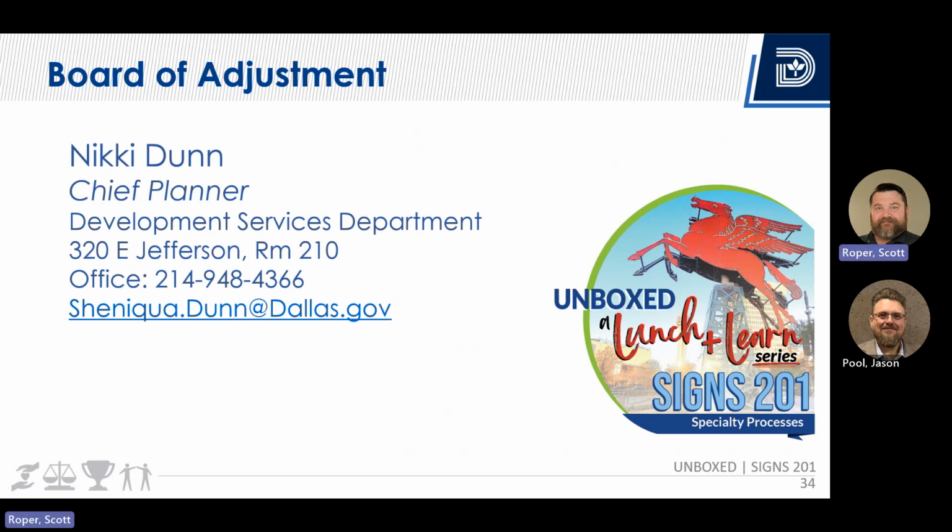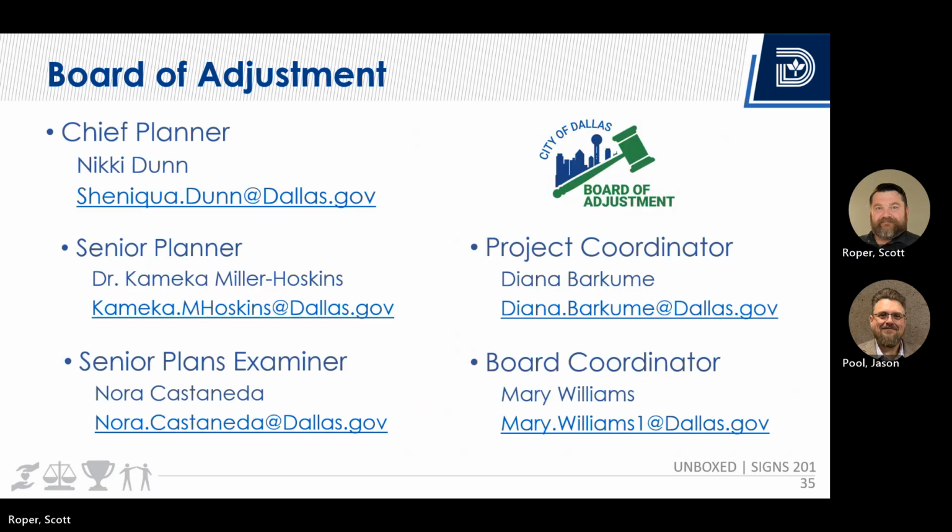So the next process is board adjustment. Nikki could not be here today, and the staff is preparing for next week for board cases. So I'm going to take over for this one. Here's a list of the staff. We've got the chief planner, Nikki Dunn. There's a senior planner, Dr. Kamika Miller-Hoskins, our senior plans examiner, Nora Castaneda, our project coordinator, Diana Barcoon, and our board coordinator, Mary Williams, and all of their email addresses are there.